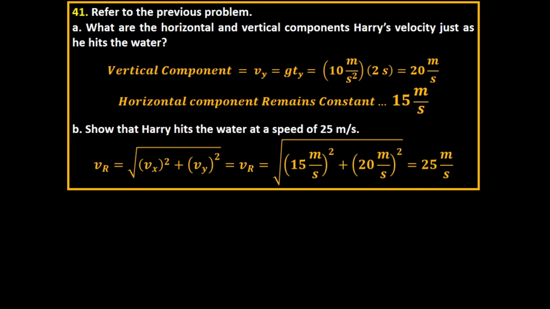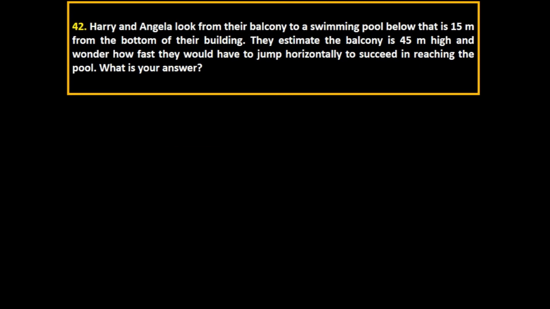So his resultant velocity when he actually hits the water will be going down at 25 meters per second. You will have to show that at several places with type 1 and also type 3 horizontal motion. Harry and Angela look from their balcony to a swimming pool below that is 15 meters from the bottom of their building. They estimate the balcony is 45 meters high and wonder how fast they would have to jump horizontally to succeed in reaching the pool.